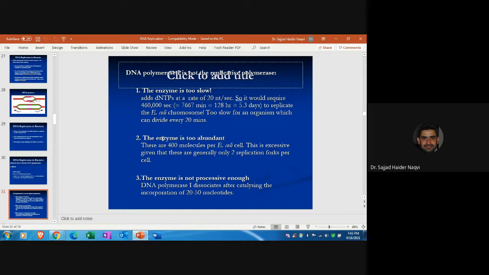The third reason is the enzyme is not processive enough. What does that mean? It means that DNA polymerase 1 dissociates after catalyzing the incorporation of 20 to 50 nucleotides. So it doesn't have a tendency to catalyze long reactions. It can only add up to 20 to 50 nucleotides, after which it dissociates. So it cannot carry out long chain formation. So to summarize, DNA polymerase 1 does have the polymerase activity, but it's not the main enzyme for the DNA replication in E. coli.